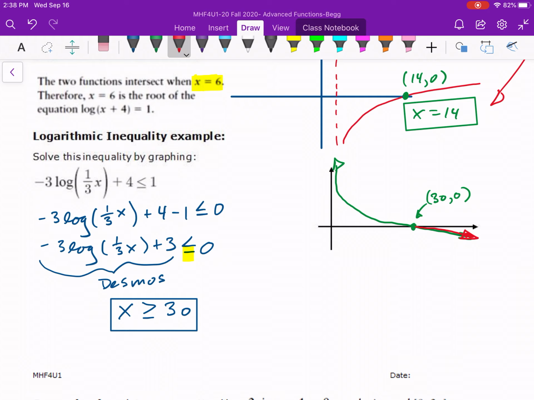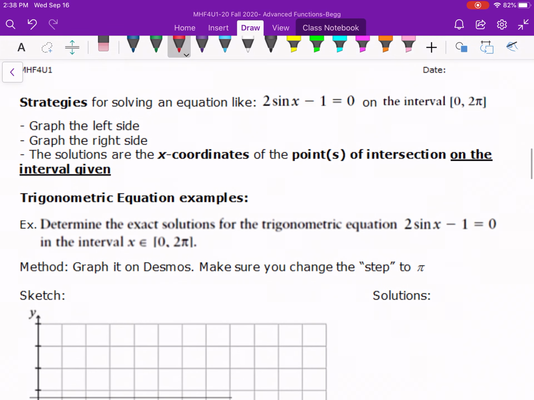So we've seen how we can use these two methods for polynomials, for rational functions, for logarithms. We can use them for trig functions as well. Once again, we can do method 1. We can do method 2. I'll just call that make one equation, since we've already talked about it a few times. And find x-intercepts. So those are our two methods.